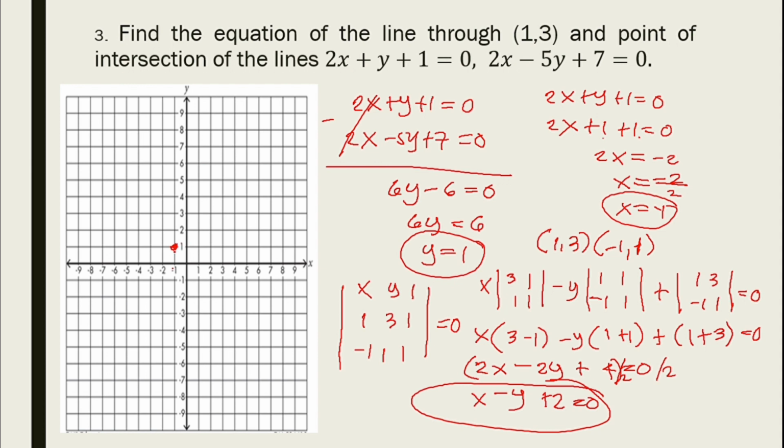Point of intersection, negative 1, 1, and 1, 3. So again, this is the point of intersection. So the point of intersection is negative 1, 1 and 1, 3. So the equation of this line is x minus y plus 2 is equal to 0.